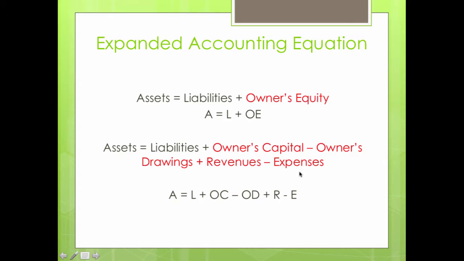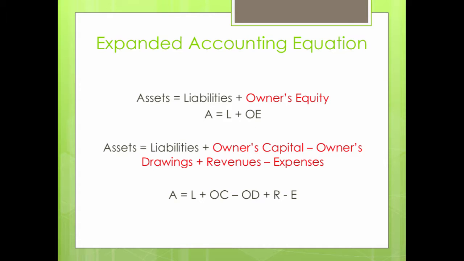This is where the expanded accounting equation comes into play. This slide shows you both equations and the abbreviations that I like to use to make it easier to read and to memorize, and also to fit into the PowerPoint slides. So the accounting equation is assets equals liabilities plus owner's equity, and it's abbreviated by using the first letters of each equation component. So in this case, it's A equals L plus OE.